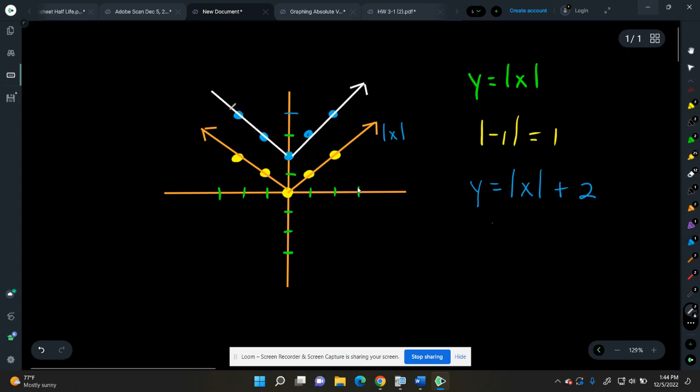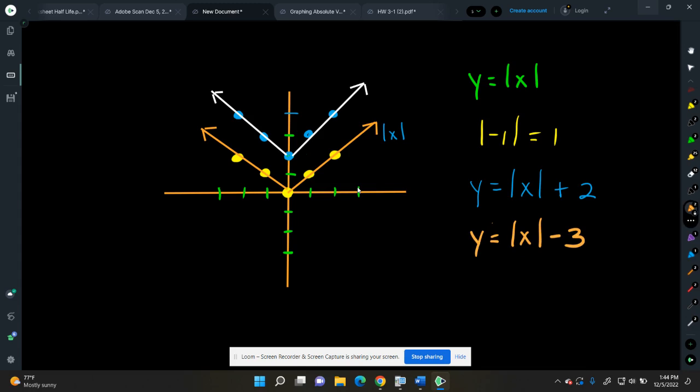There's our graph. Okay, it moved the whole thing up 2. Okay, sketch on your own notepad or notebook y equals the absolute value of x minus 3. Sketch this in your notebook. Y equals absolute value of x minus 3.